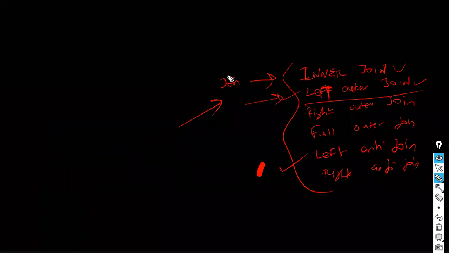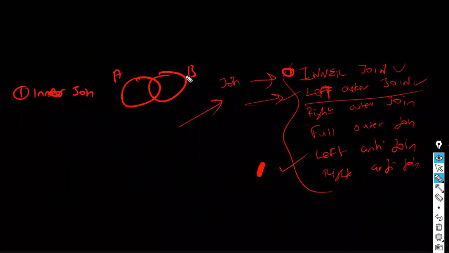What is inner join? I'm going to write it here. Inner join. In school we studied the Venn diagram. Here we have something called A and B. This is my set A and set B. In this inner join example, set A has 1, 2, 3, and here you have 2, 3, 4.